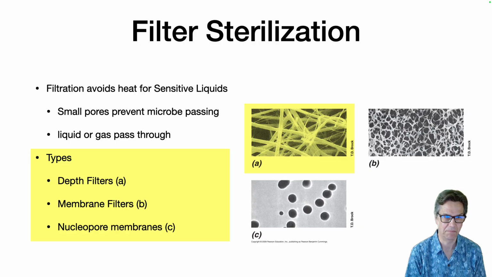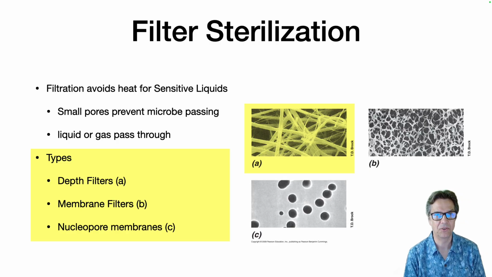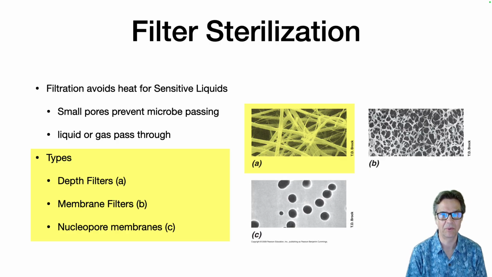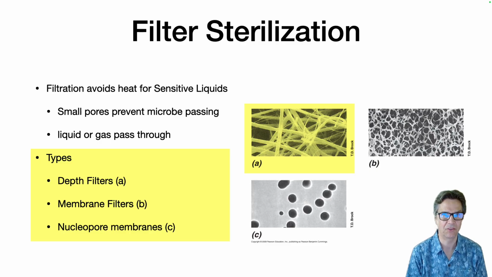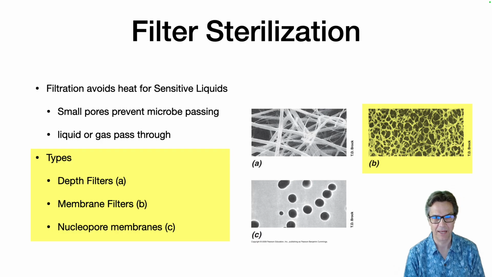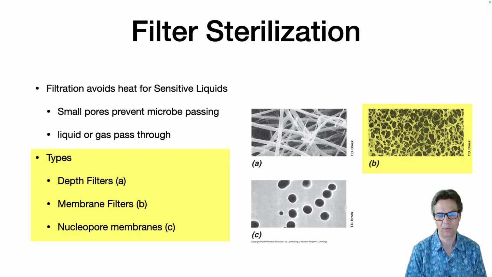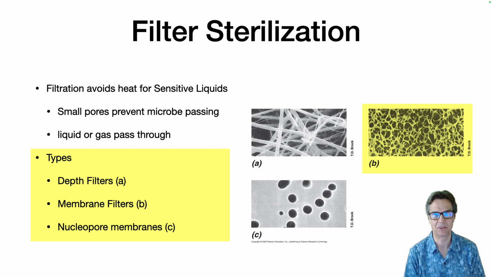Depth filters, A, use stacks of porous material that will allow samples to pass through but cause bacteria to get caught up in them. Diatomaceous earth is an example of this type of filter. Membrane filters, B, often made of pressed cellulose fibers, are a second type. And again, you create a material that has pores in it that will trap bacteria as they try to move through.